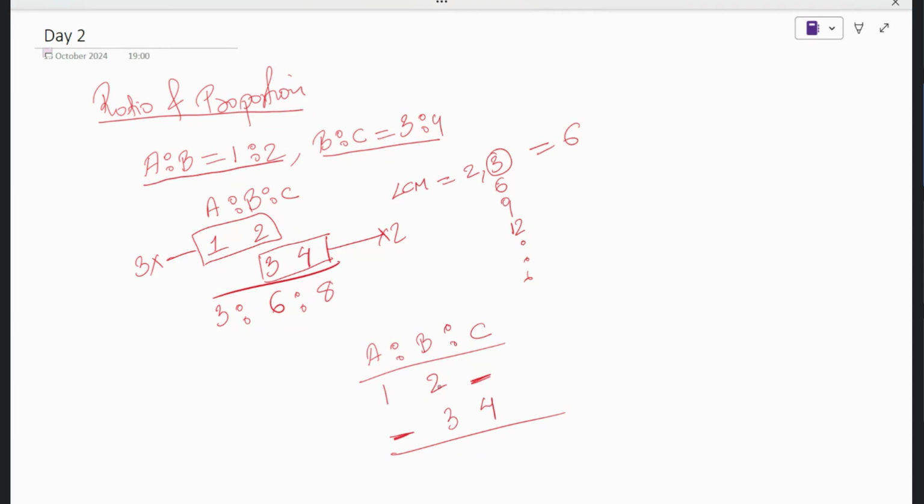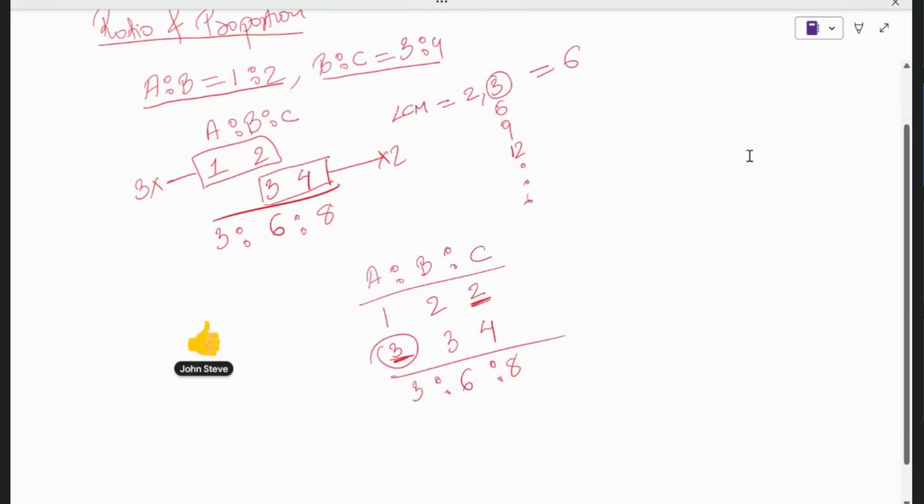Now, with the blank, the neighbors are 2, so write 2. From here, the neighbors are 3, just write 3. 3 1 times is 3. 3 2 times is 6. 2 4 times is 8. You can write it this way.